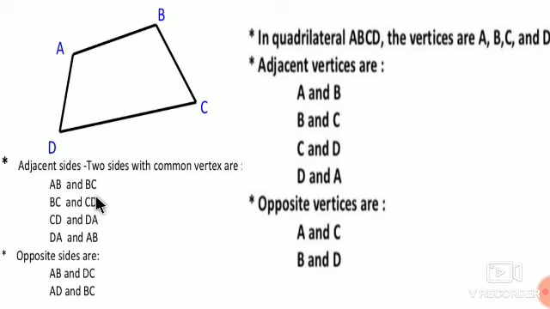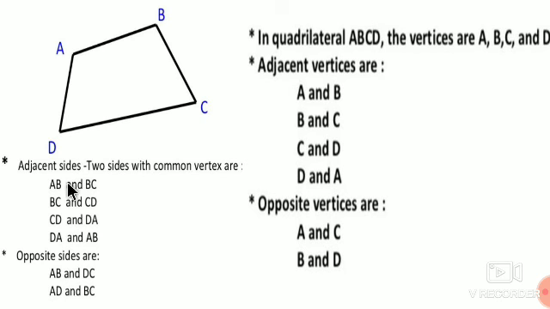How to write the opposite sides, adjacent sides, opposite angles, adjacent angles, diagonals. Like this you have to write the answer. If this is the figure, we can write the adjacent sides. AB and BC. This is the first pair. BC and CD. Another pair. CD and AD. Third pair. Last one DA and AB.